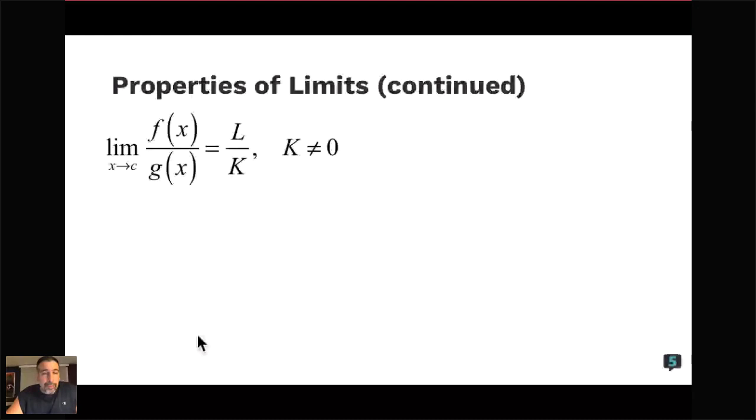Division is also going to work the same way as long as your denominator limit does not equal 0, because that would, of course, yield an undefined. But if you're ever taking the limit of a quotient, you can do the numerator separate than the denominator and then just use those two answers.